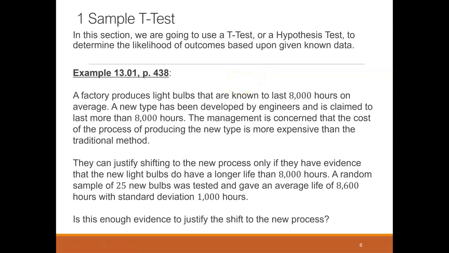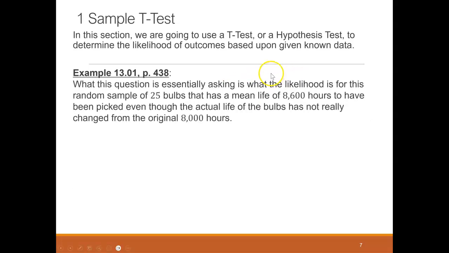So can we use that evidence to support that this new light bulb actually lasts longer than the old one, or are they really the same? Is it still just an 8,000 hour light bulb and we just got a weird sample? Everybody's okay?